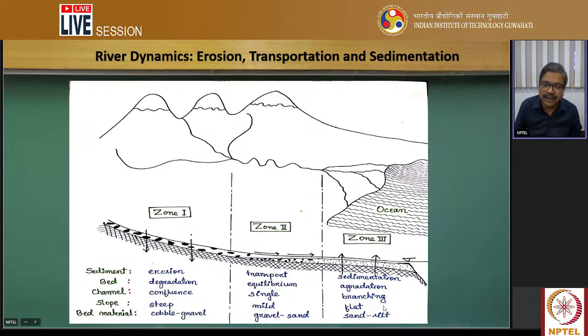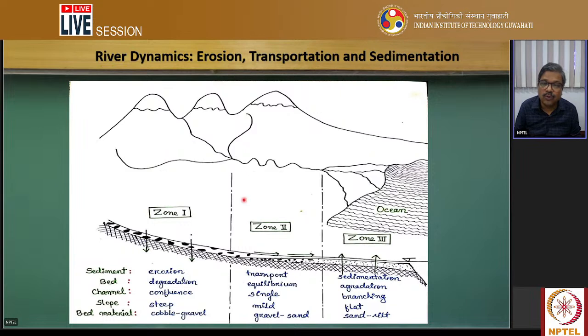Now let me look at that conceptually. If you look at the river, we divide it into three parts. The first part is the upland areas, where we have a source of erosion. The bed can go for degradation, and we can have channel confluences, and the slope is definitely steep, and the bed material is more or less gravel. This is the upper region, which is the sediment source, the erosion zone.